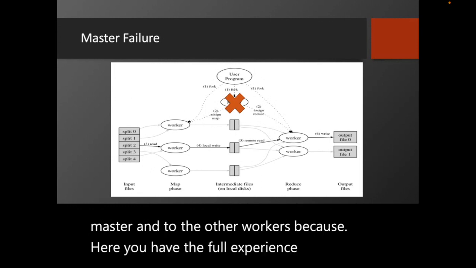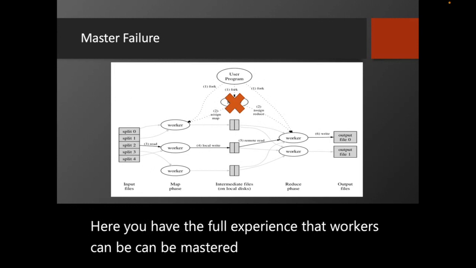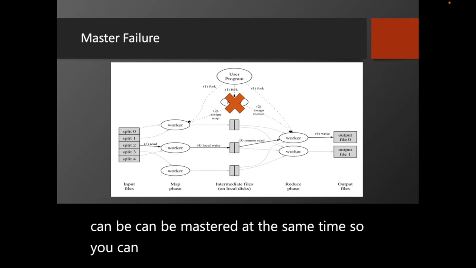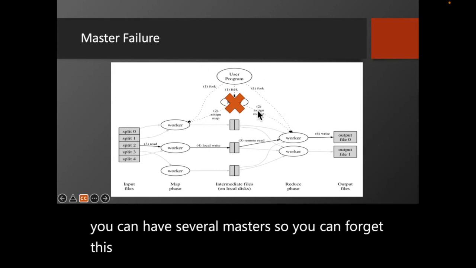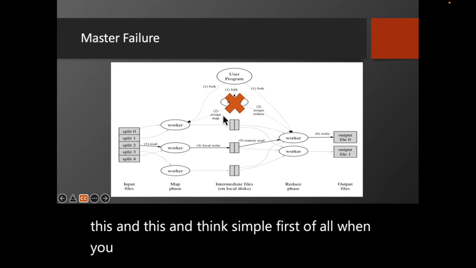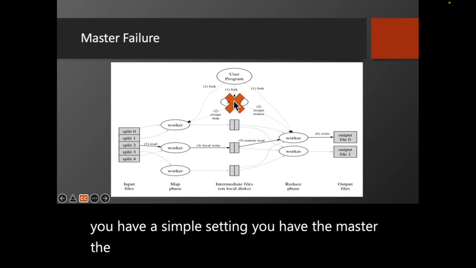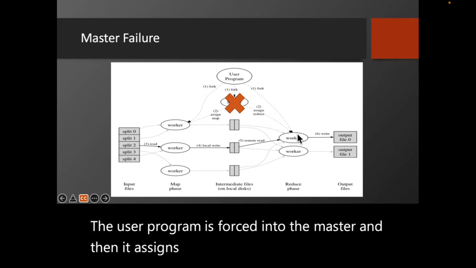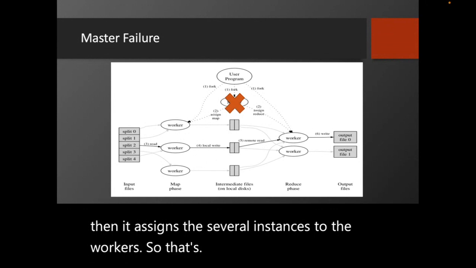The workers can be master at the same time, so you can have several masters. So you can forget this and think simple. First of all, when you have a simple setting, you have the master. The user program is forked into the master, and then it assigns the several instances to the workers. Okay? So that's the first step, simple version.